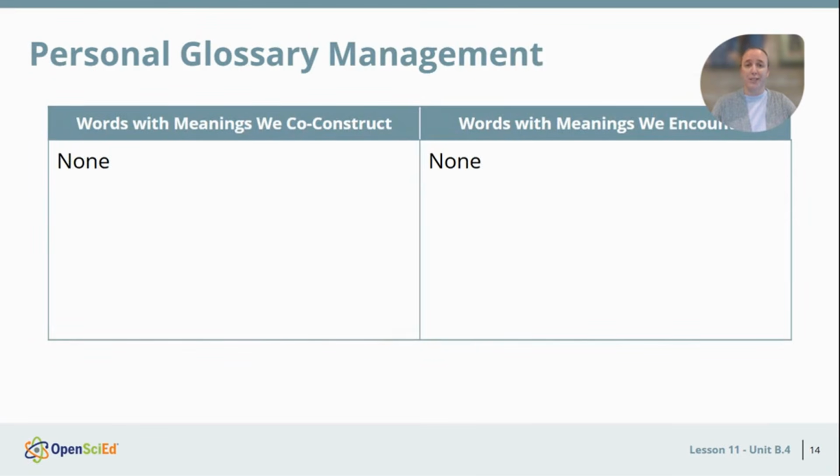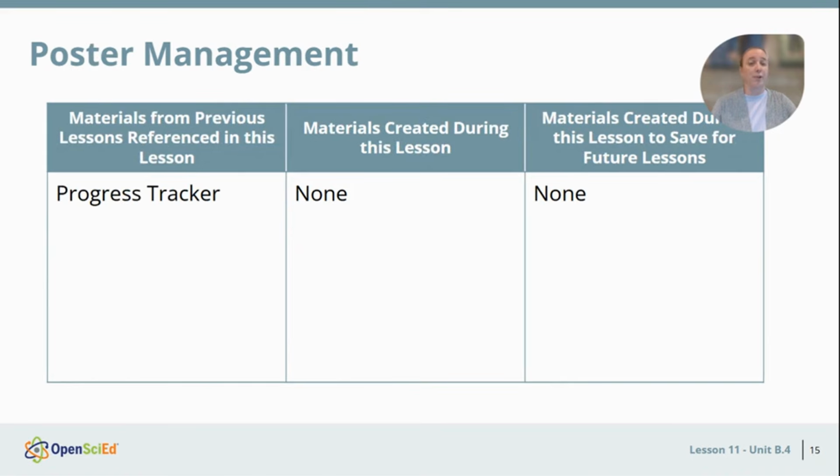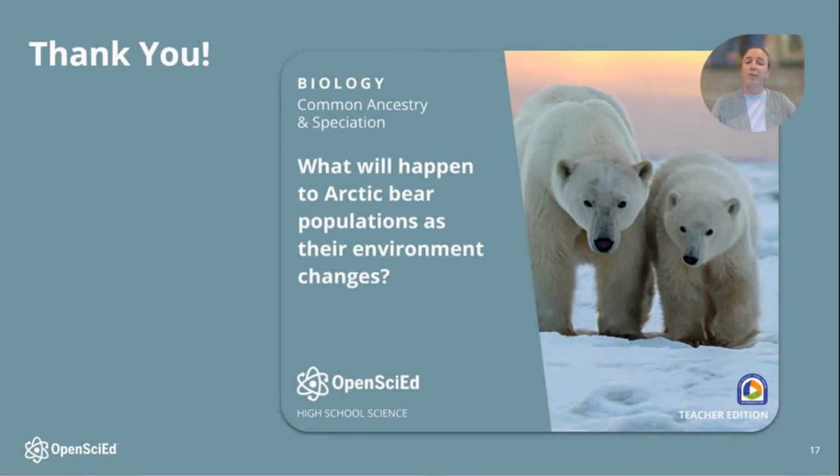There are no new words in this lesson. There are no new posters created in Lesson 11, but I do allow students access to their progress trackers during the assessment. We figured out a lot about natural selection and evolution during this unit. Know that it's okay to try out new theories and shifts our paradigms about student assessment. Don't forget about the on-demand teacher support site. It has great tools for teachers using OpenSciEd.